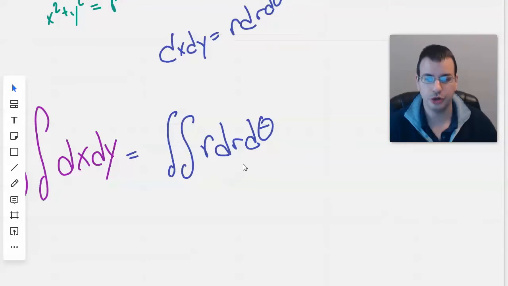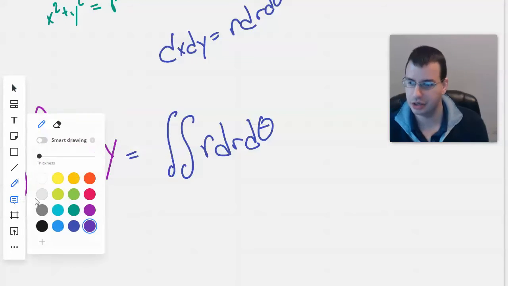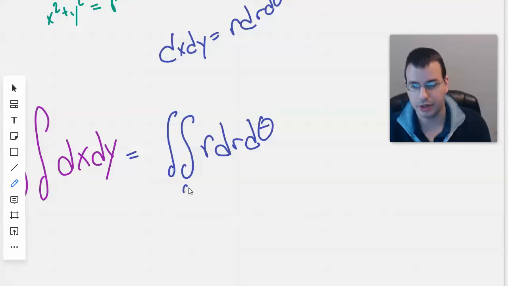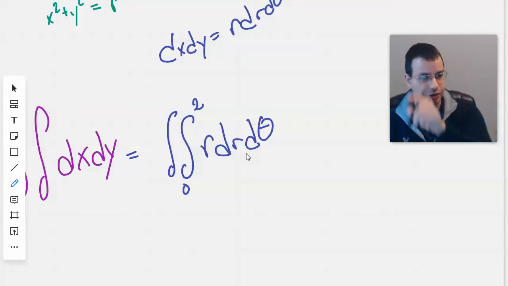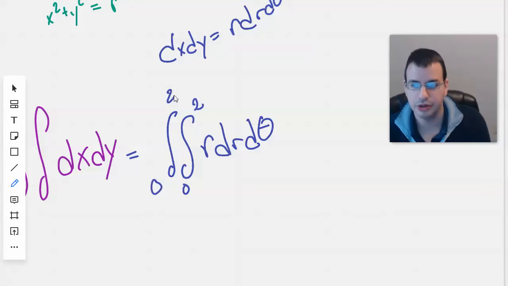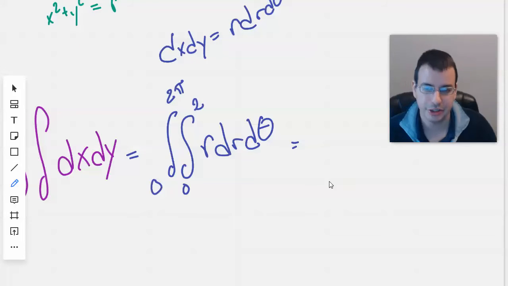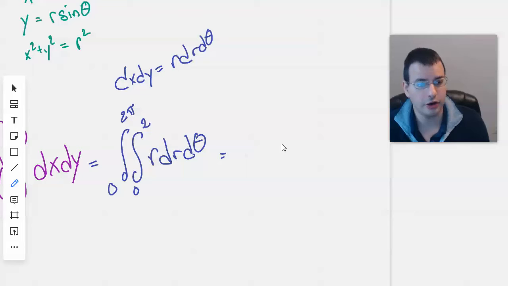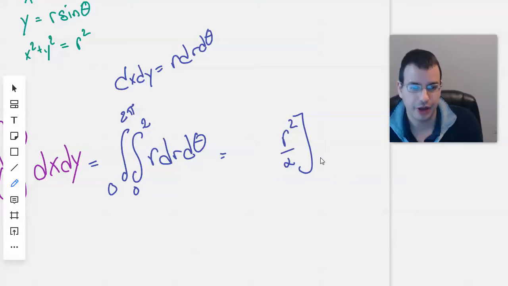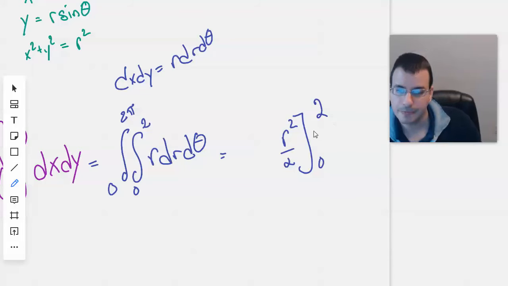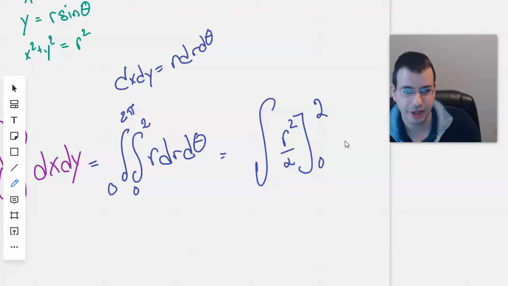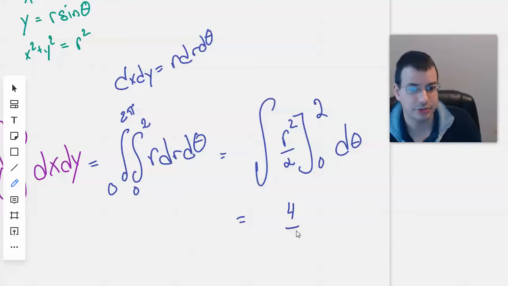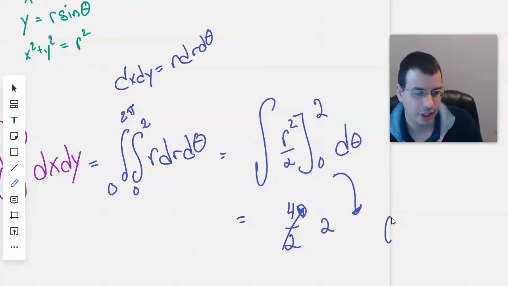So now that we have this, we're doing the inside integration in r, and r is going to go from 0 to 2. It's going to be independent of theta. And then theta is going to go around the circle, so it'll be 0 to 2 pi. So the integral of r is r squared over 2. We'll evaluate that from 0 to 2. Okay, and then we'll still have an integral and a d theta. r squared will be 4, over 2, which is 2. So this will give us the integral of 2.